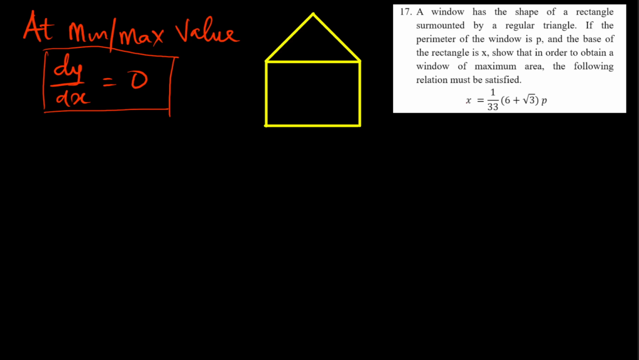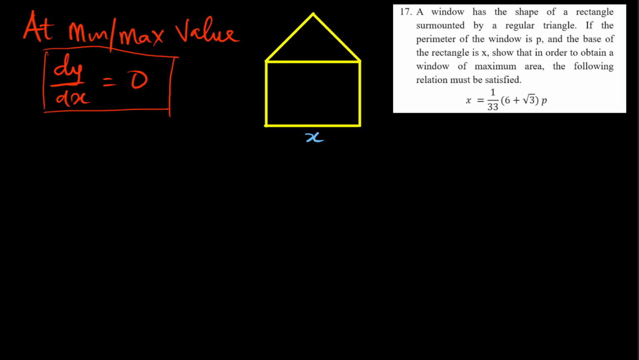Alright, so if the perimeter of the window is P, so the total length of the window all round is P, and the base of the rectangle is X. So I have the base here to be X. Show that in order to obtain a window of maximum area, the following relation must be satisfied.